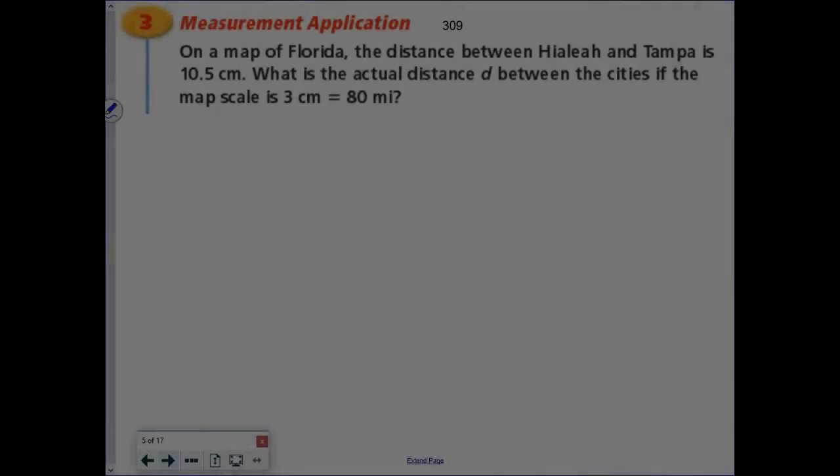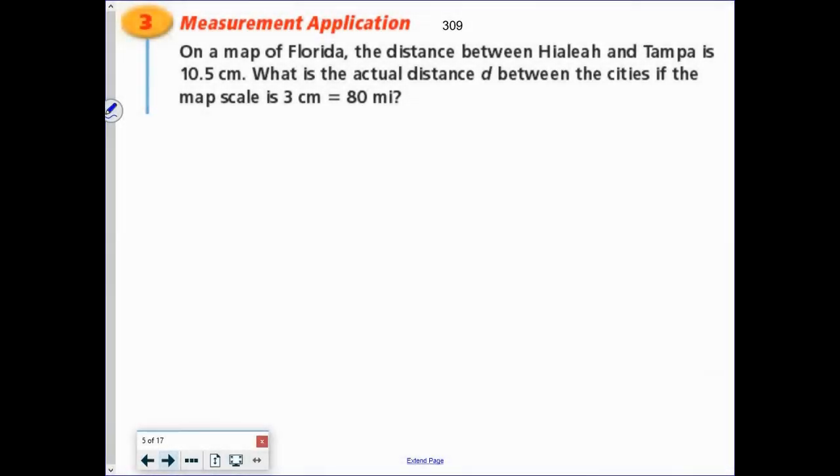Take a look at example number 3 on page 309 of the blue books. It says, on a map of Florida, the distance between Hialeah and Tampa is 10.5 centimeters. What is the actual distance, D, between the cities if the map scale is 3 centimeters equals 80 miles? Okay, well, a map scale is just like a scale factor. So I'm going to put scale here and put 3 centimeters over 80 miles. So it's just like a scale factor, except it does have units of measure.